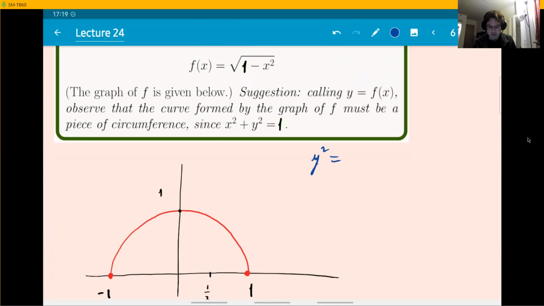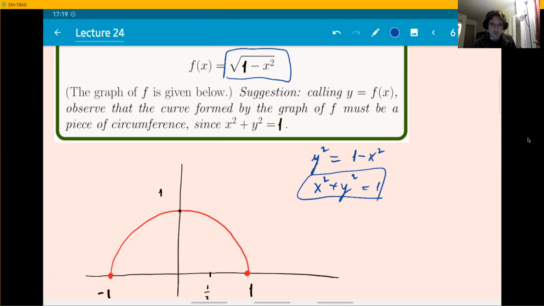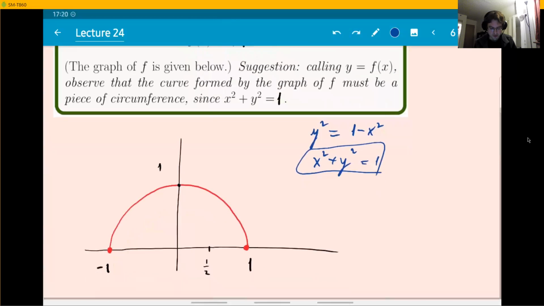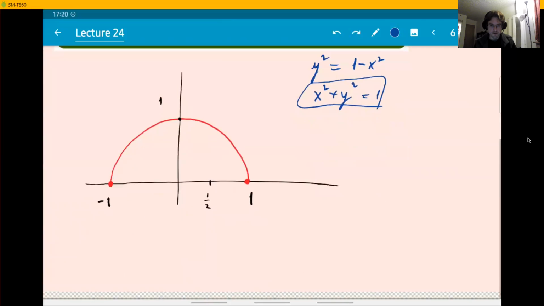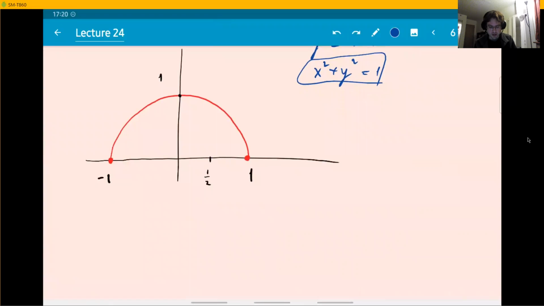So to get rid of the square root in the f, essentially, you can rearrange this by moving the x squared to the other side. You see that you get the equation of a circle. However, it's not the entire circle. It's only the positive side of it because we're only taking the positive square root. So all this is saying is that that's how we know the graph of the function is actually a piece of circle. What we want to find in the problem is the integral between 1/2 and 1. That would be the positive of this area here.